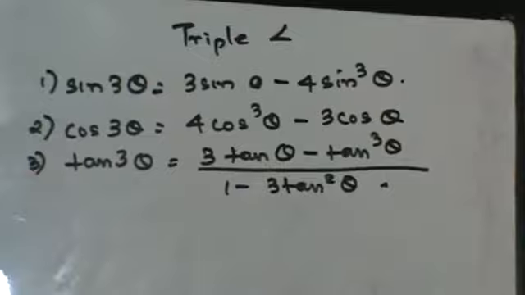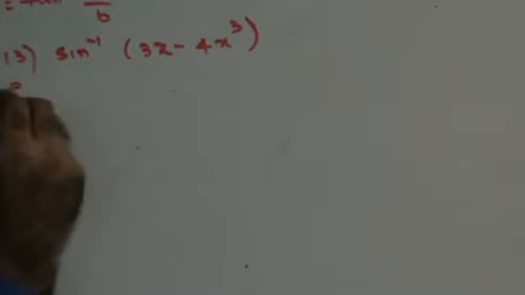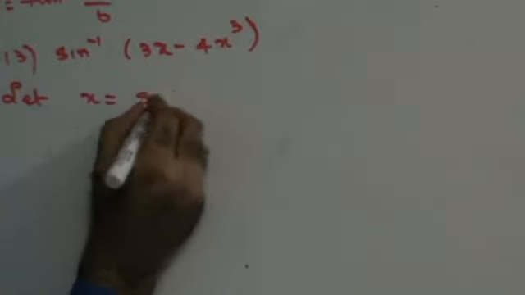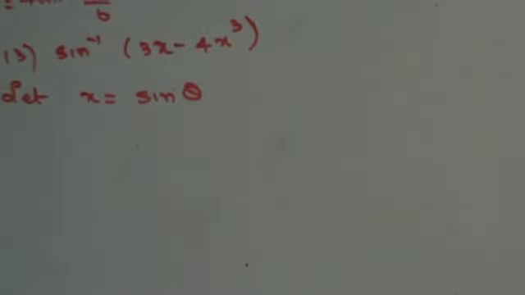Now let's try to do this sum. Here they've told you to find the value of sine inverse of 3x minus 4x cube. What you will do is, let's assume x be equal to sine theta. Why did I make the assumption? Guys, look at this. The function I have outside is sine inverse. I have a sine function outside. To solve this, I need to have a sine function inside.